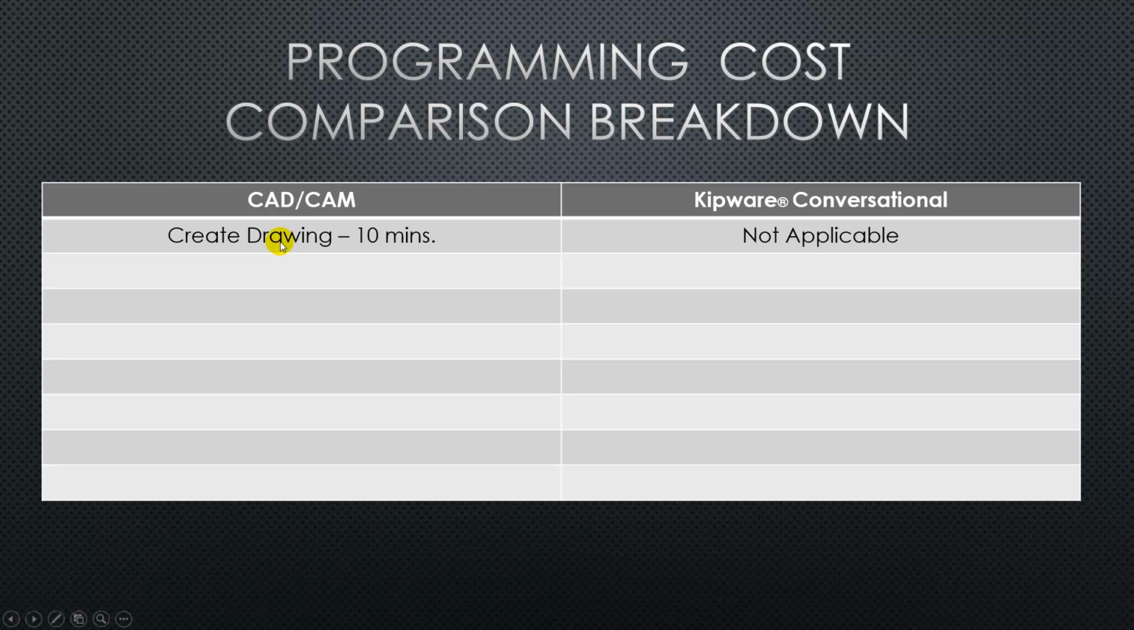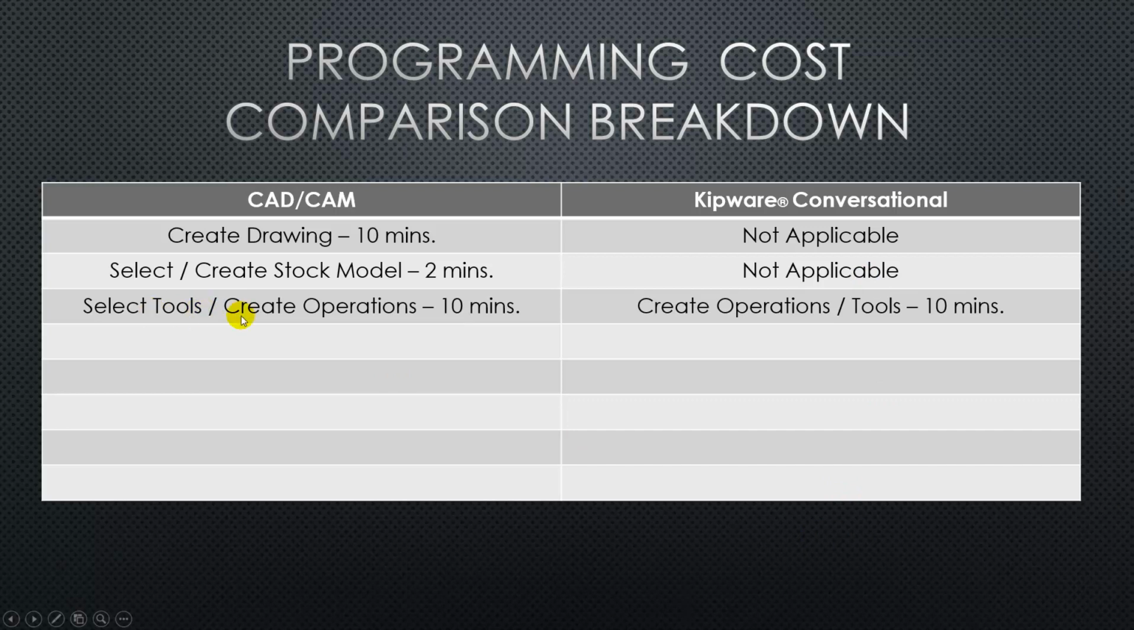To create a drawing for an average simpler part, we're going to say it takes us about 10 minutes. Kipware Conversational does not require a drawing, so the 10 minutes is saved and creating a drawing is not applicable. Once the drawing is created in the CADCAM system, we need to select and create a stock model. On average, about 2 minutes. Again, in Kipware Conversational, it's not applicable.